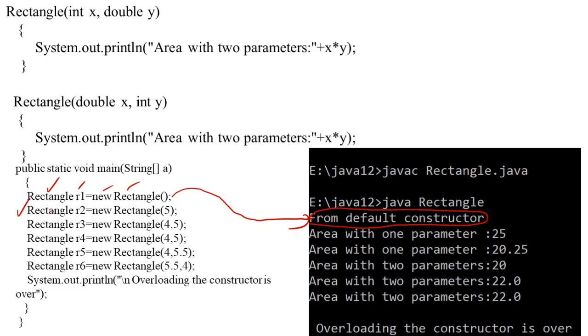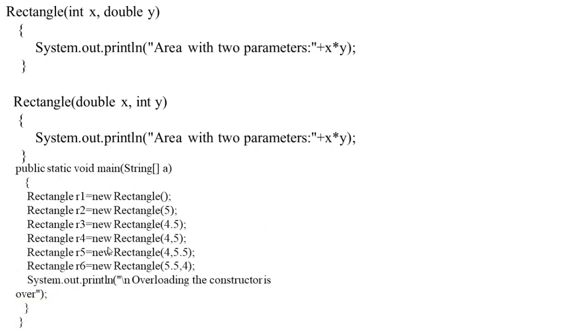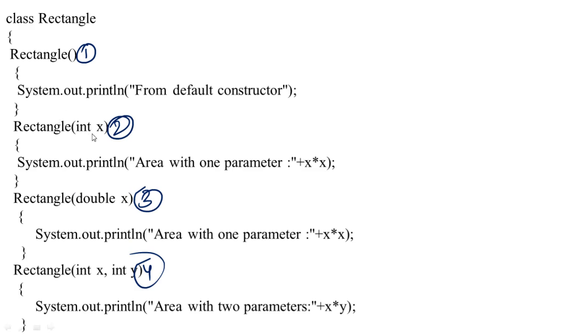Again I am creating an object: class name, space, object name equal to new class name. What is this 5? 5 is an integer. Therefore it will go to the integer argument. In the previous slide we had one constructor with an integer number. Therefore, where will it go? It will go to area with one parameter 25. How are you getting area with one parameter 25? It is calling the constructor with a single integer argument. This is that constructor. The number 5 is passed. 5 5s are 25. Area with one parameter 25. It will display like that, isn't it?